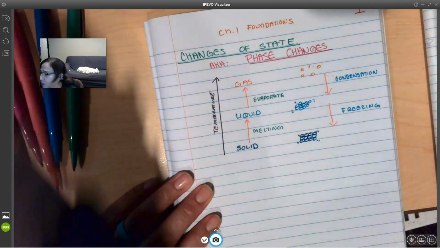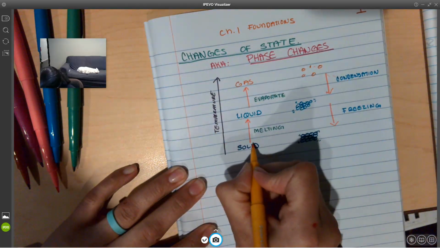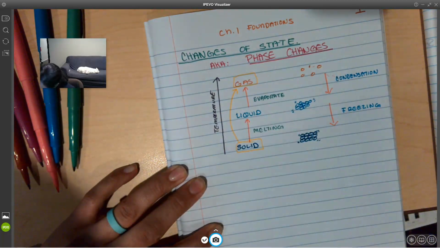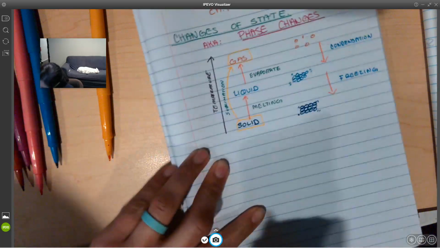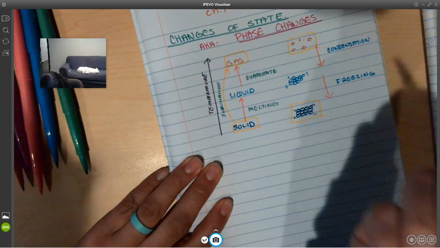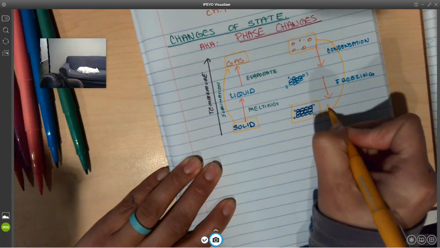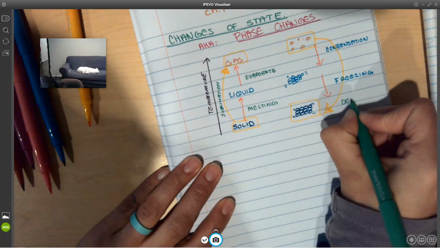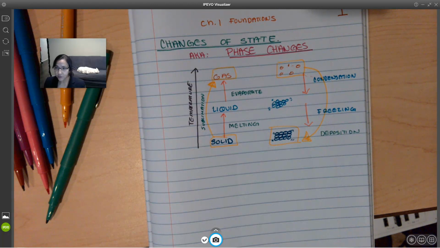And one big one here is we can actually go from solid to a gas. So if we went from a solid straight to a gas, right there, that is called sublimation. And if we went from the gas to a solid, let's see, where do I want to write this? Make sure we can see these. This one right here is called deposition. So those are our phase changes for our states of matter.